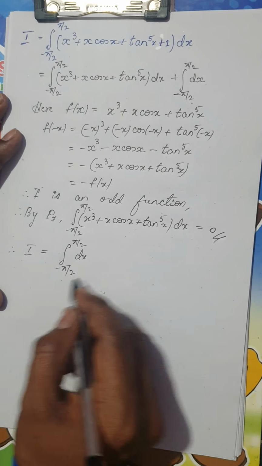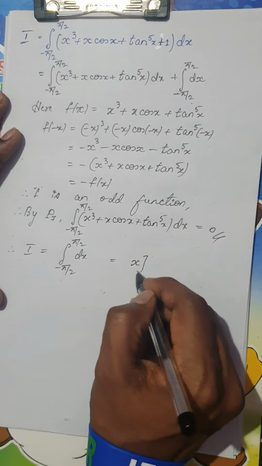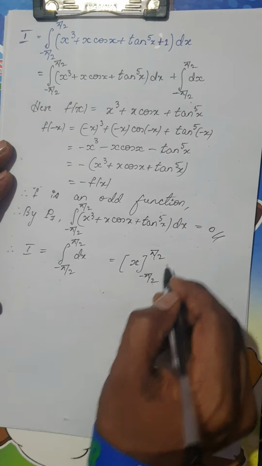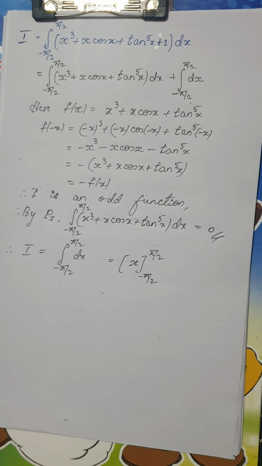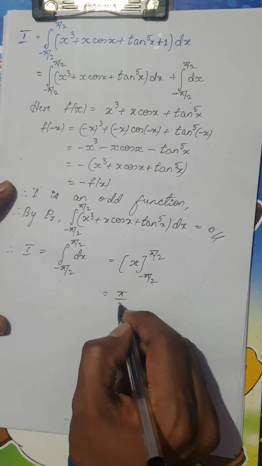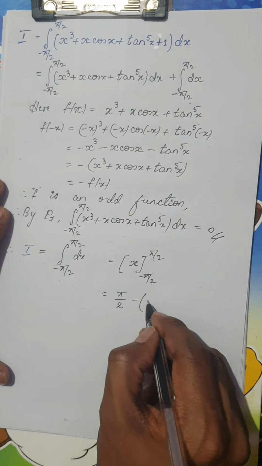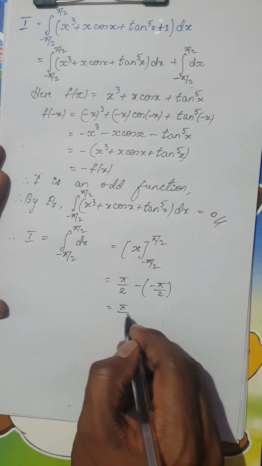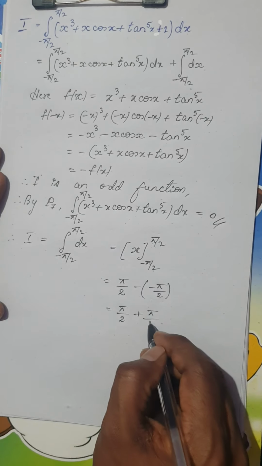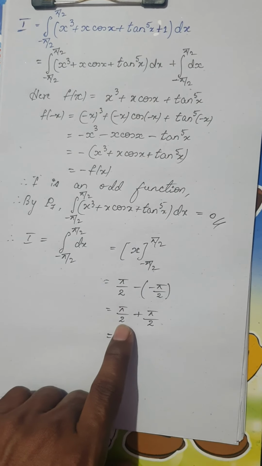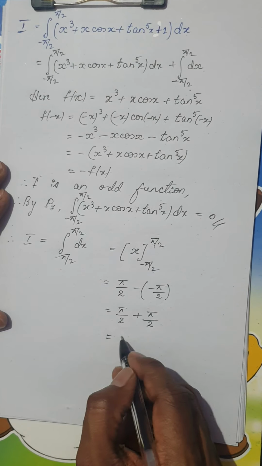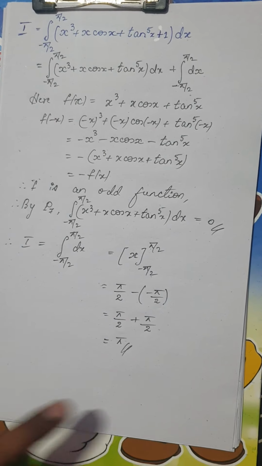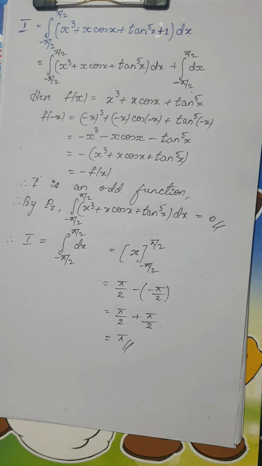Now what is the integral of dx? The integral of dx is x within the limits minus pi by 2 to pi by 2. The upper limit is pi by 2 minus the lower limit, which is minus of pi by 2. So this is pi by 2 minus of minus, which is plus, again pi by 2. Pi by 2 is 90 and again pi by 2 is 90, so pi by 2 plus pi by 2 is simply pi. This is the final answer for the given integral.